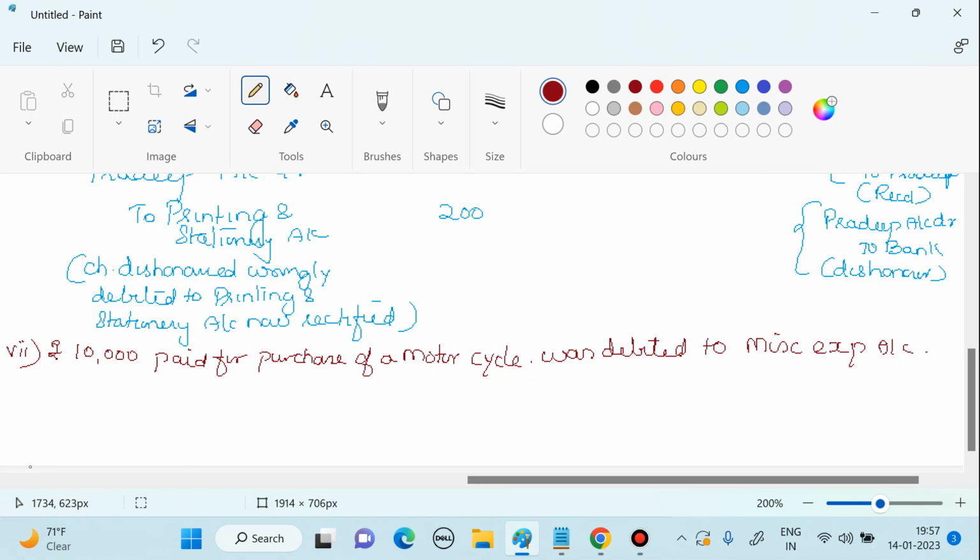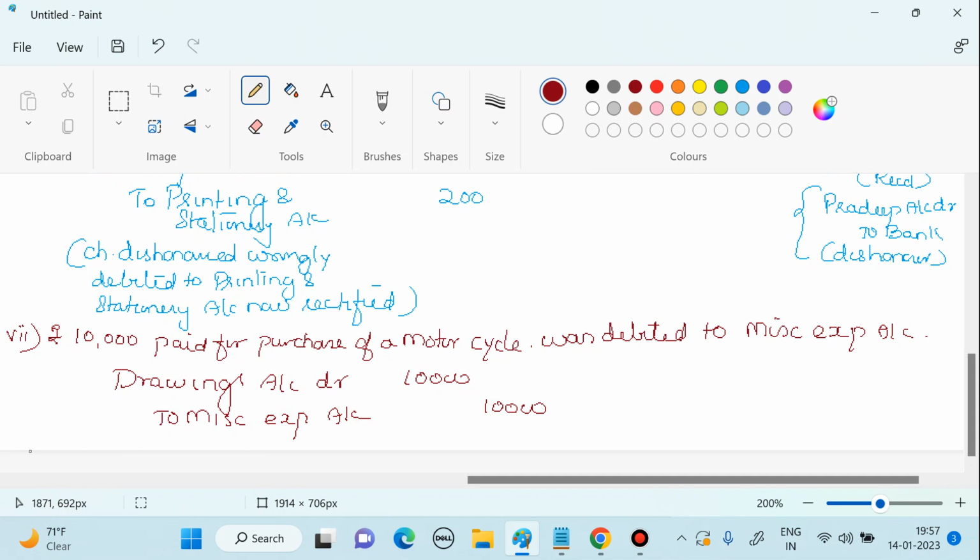Because he purchased for personal use, drawings account should have been debited, which was not debited. And miscellaneous expense got debited, which is nullified by giving a credit. But if you want to treat it as a business expense, as if he has bought the motorcycle for business purpose, then just write a note under it that you've assumed it that way. All right.